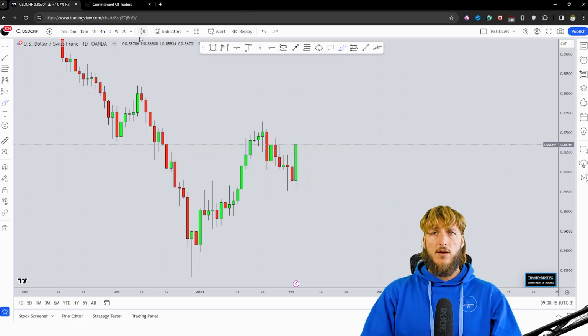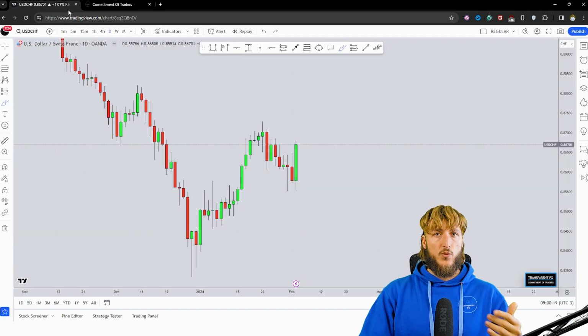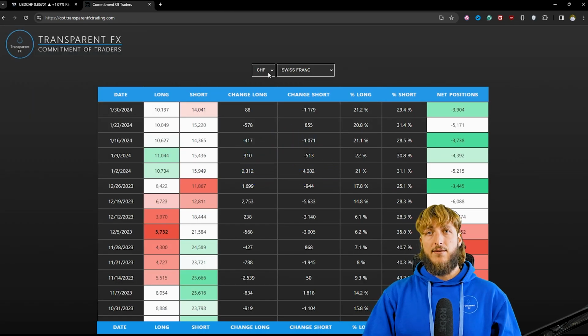Now, if we go and see what we have when it comes to the commitment of traders, before we dig deeper into the technicals that we have here on the daily time frame, let's first of all check the data for the CHF.